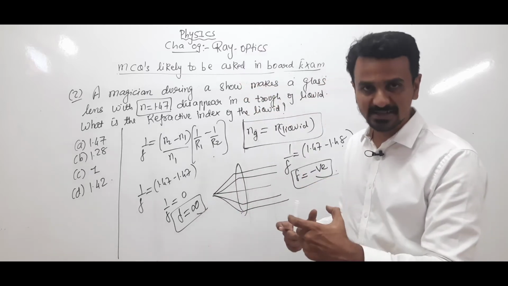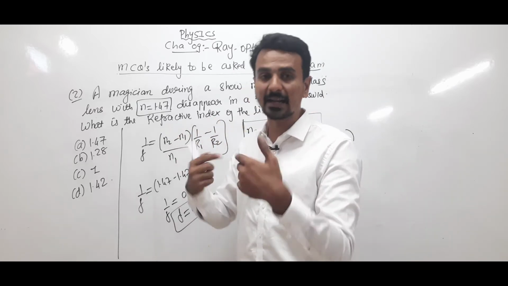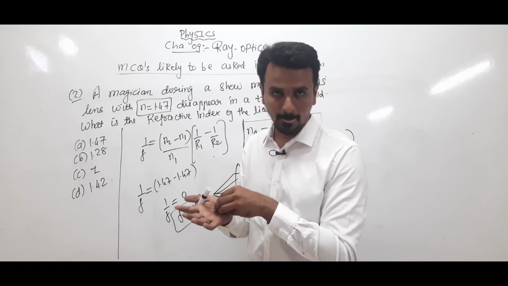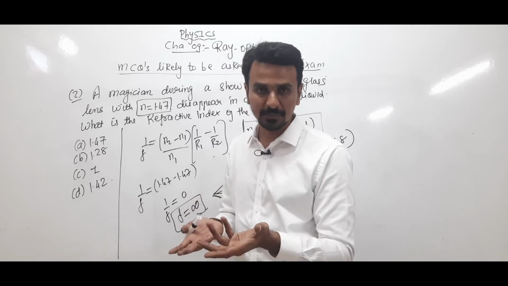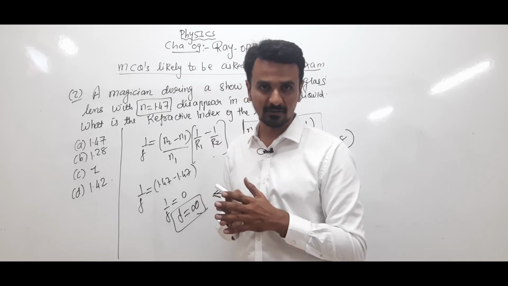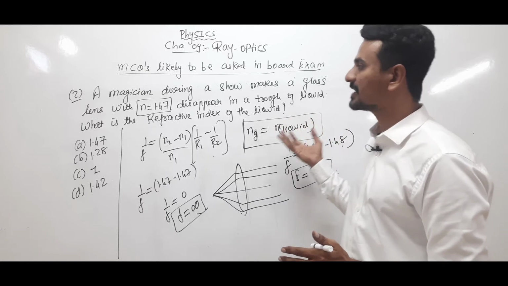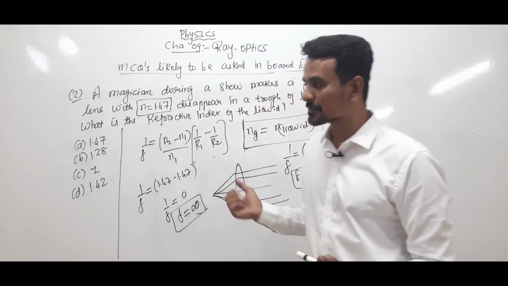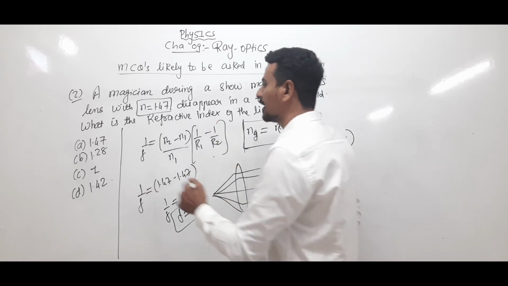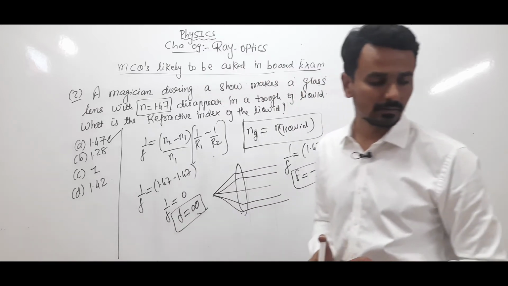Whenever you are placing a convex lens whose refractive index is, say, n1, into another medium whose refractive index is greater than that of the lens, then the convex lens will behave as a concave lens. Clear? Then presently the question was, the magician is making the lens disappear. This happens when the refractive index of the lens equals that of the medium. So your answer will be option A, 1.47. Is it clear? Fine. The next one.